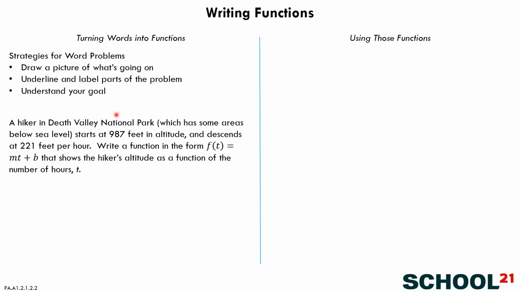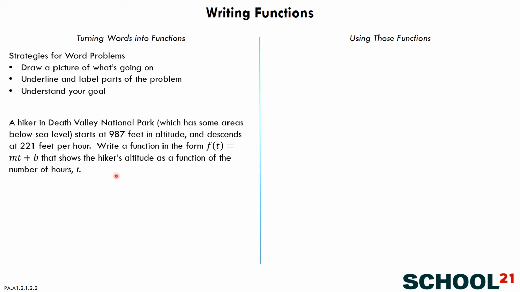So this hiker starts at 987 feet in altitude and descends at 220 feet per hour. Write a function in the form f of t equals mt plus b that shows the hiker's altitude as a function of the number of hours, which is t. So if you're like most people, I lost you somewhere right around here. Is that about right? Yeah.